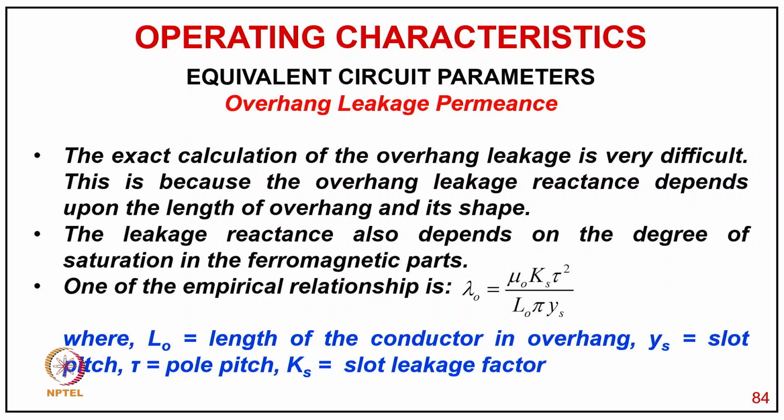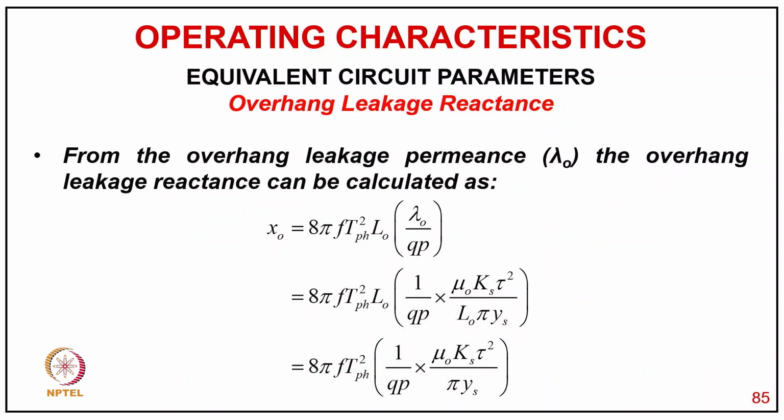So the empirical relation is lambda 0 equal to mu 0 Ks tau square upon L0 pi Ys, where L0 is the length of conductor in overhang, Ys is the slot pitch, tau is the pole pitch, and Ks is the slot leakage factor. So from the overhang leakage permeance, the overhang leakage reactance can be calculated as x0 equal to 8 pi f T square L0 lambda 0 upon Q p, that is equal to 8 pi f T ph square L0, in bracket 1 upon Q into mu 0 Kts square Ks square tau square L0 upon pi Ys, or equal to 8 pi f T ph square, in bracket 1 upon Q p into mu 0 Ks square tau square upon pi Ys.